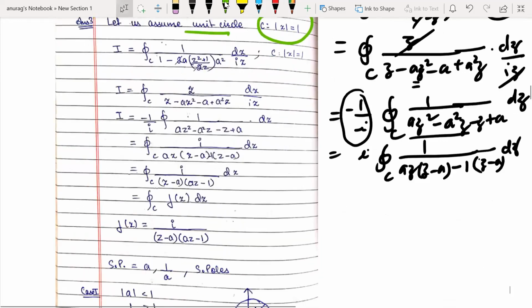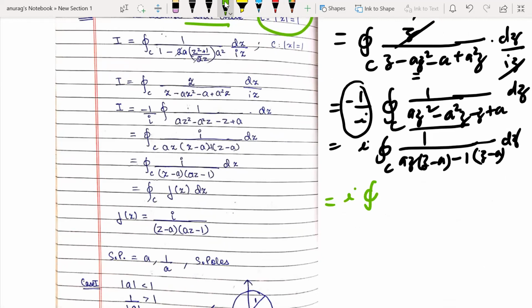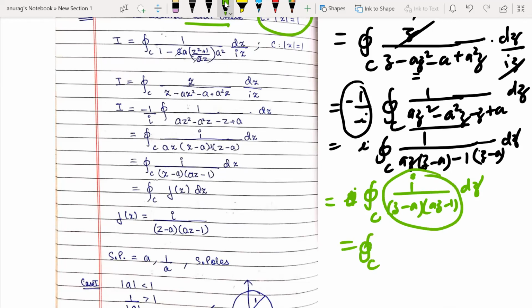Now both factors look like 1 upon (z minus a)(az minus 1) dz. If we compare, you can take this i inside, then this is your f(z) actually. Now if you compare, this is your f(z) dz. So what is your f(z)? f(z) is i over (z minus a)(az minus 1).